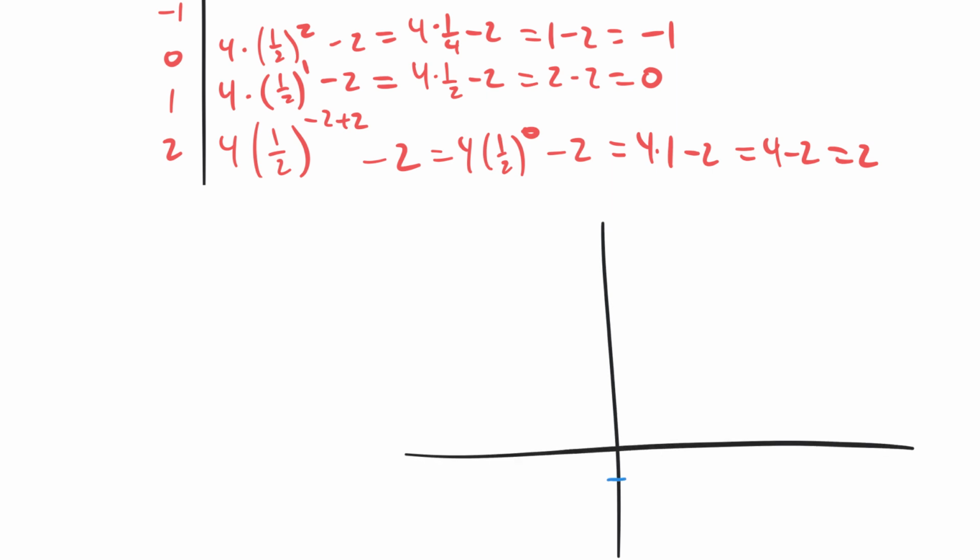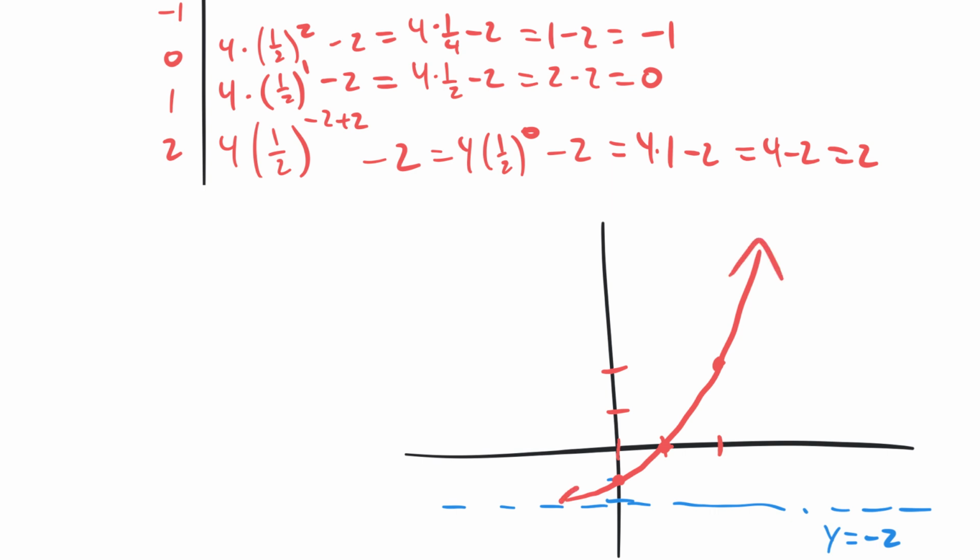Remember, we do have that horizontal asymptote down at y equals -2. Okay, we got 0, 1, 2. And we got, so 2 and 2. 1 and 0. 0 and -1. Connect the dots. And bingo, we're good to go.